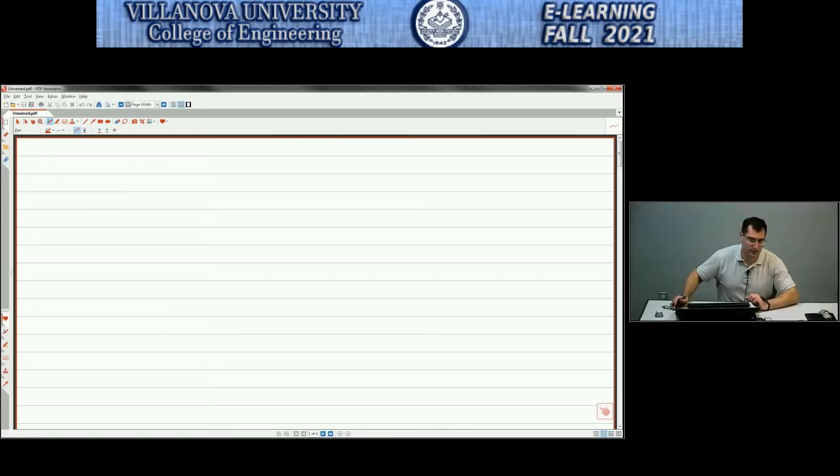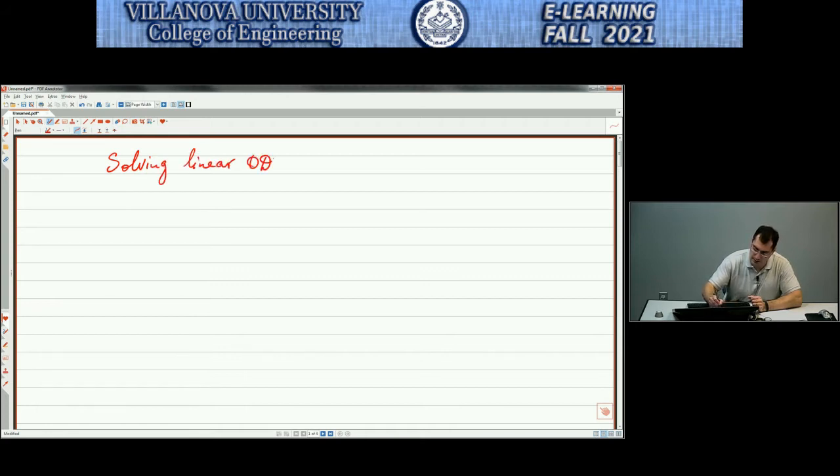All right, so the title of this module is Solving Linear Ordinary Differential Equations via Laplace Transforms and via State Space Representation. Solving linear ODE via Laplace transform and via state space representation.